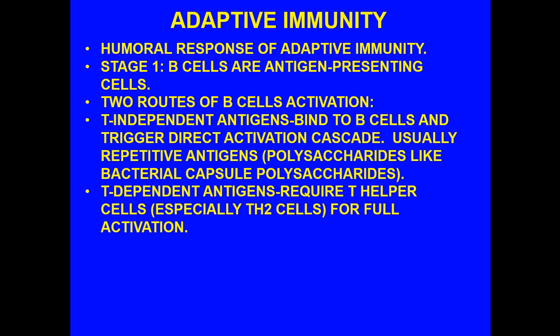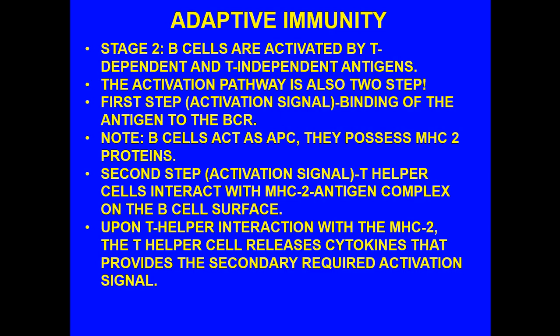Now, T-dependent antigens, they're a little different. They require T helper cells, especially TH2 cells, for full activation. And that's stage one. Stage two, B cells are activated by the T-dependent and T-independent antigens. The activation pathway is also two-step. First step, you have the activation signal, the binding of the antigen to the BCR. Remember, that's the B cell receptor.